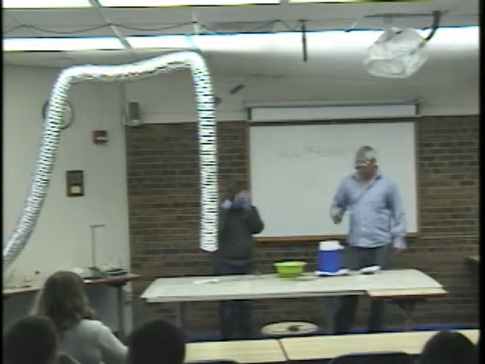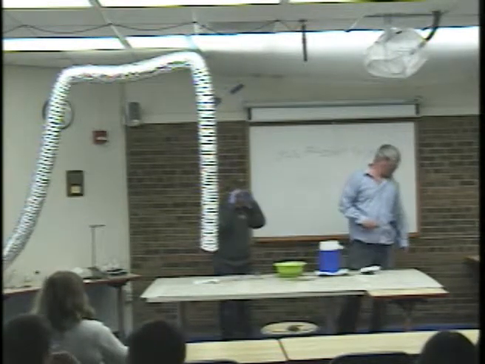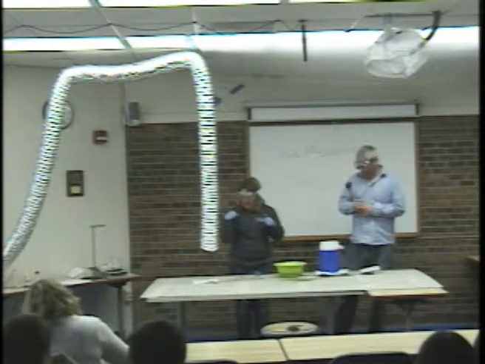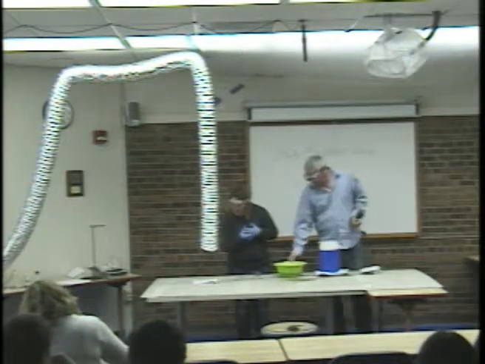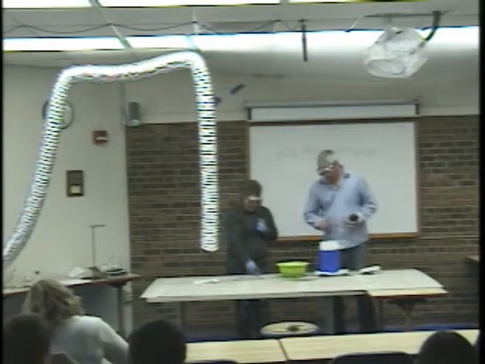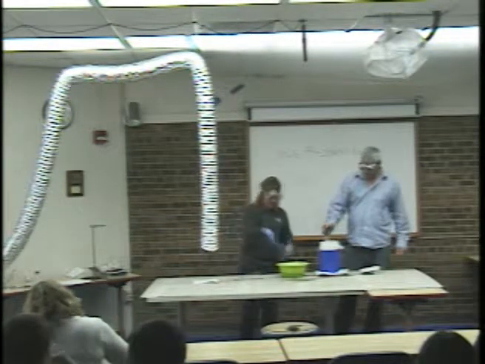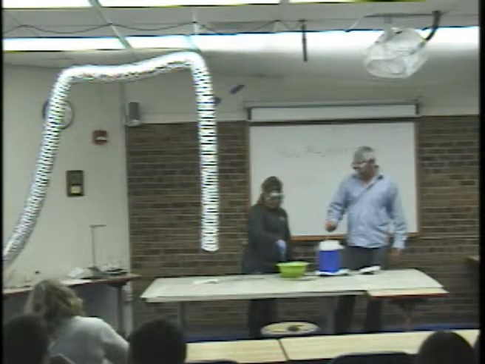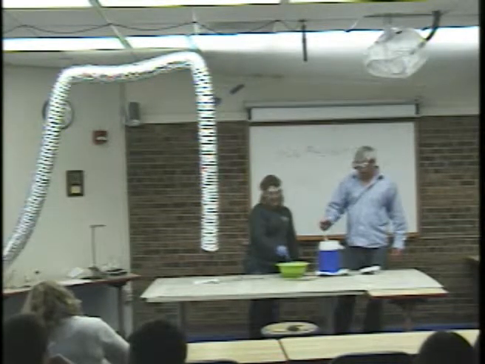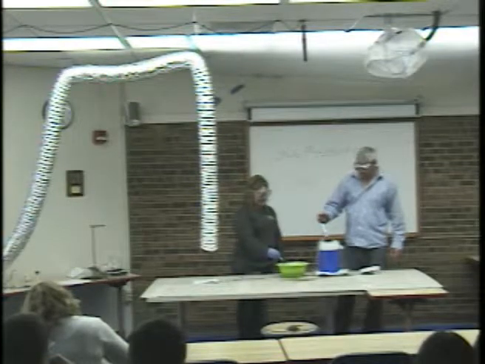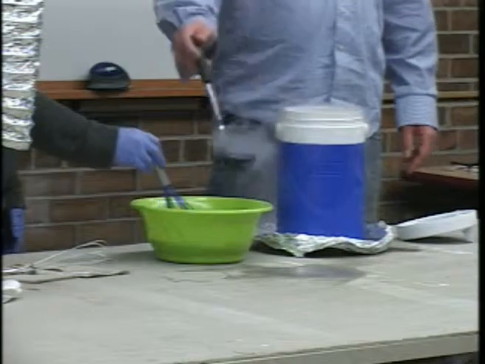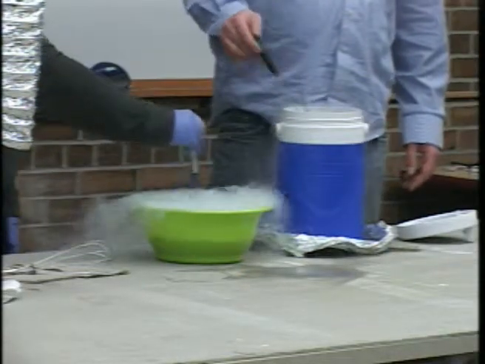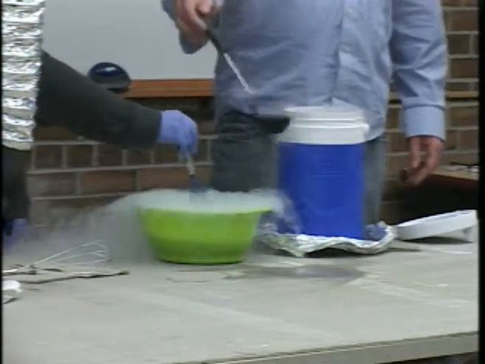So basically, it's very, very simple. We have liquid nitrogen, which is at like negative 320 degrees Fahrenheit or negative 196 degrees Celsius. And we have a mixture of cream, half and half, sugar, and some vanilla, and we're going to make you ice cream. And a cool party favor.